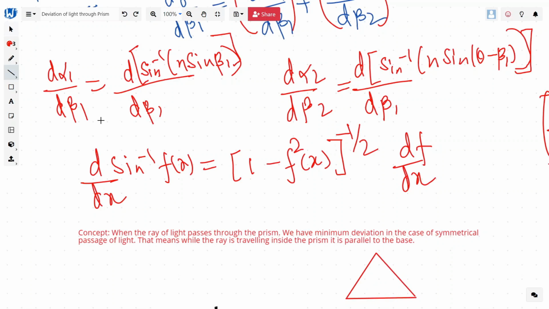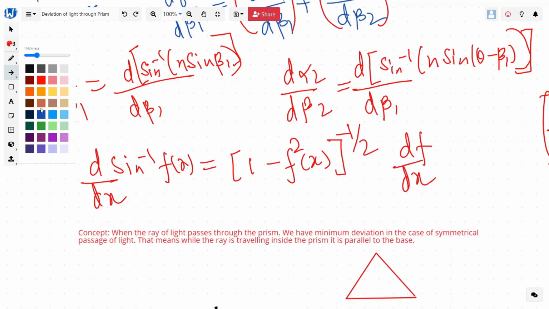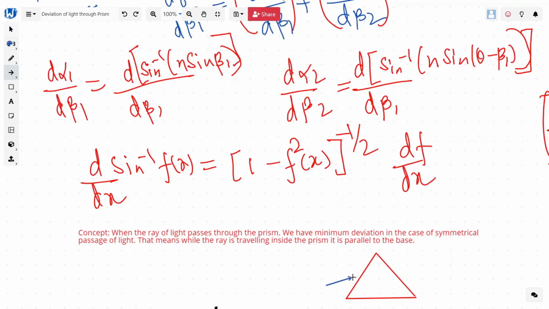Whenever we say the ray of light passing through the prism has a minimum deviation, it means that no matter which angle of incidence it is coming in at, it has to pass symmetrically through it.